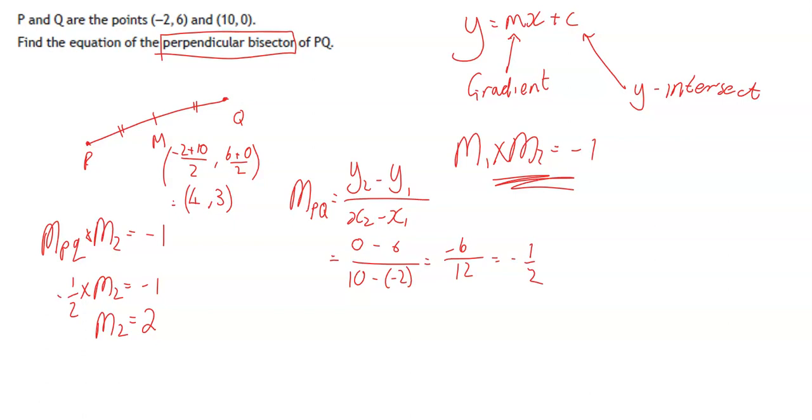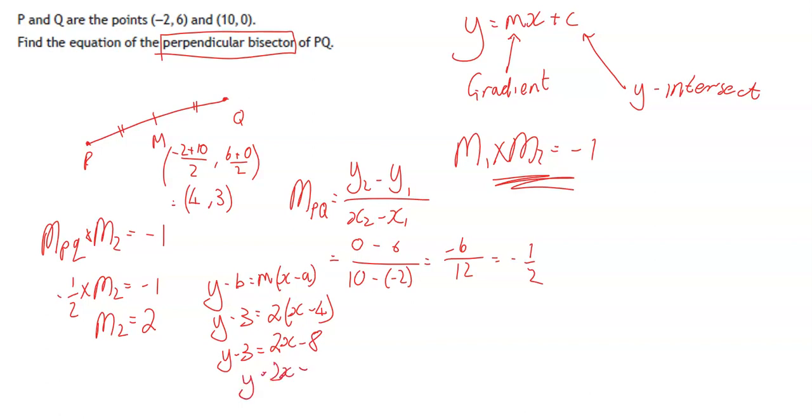But I'm going to use a slightly different format to get it. I'm going to use the format y minus b equals m bracket x minus a. In this, the a and the b come from a point on the line, and the m is the gradient. So here I'd say y minus 3 equals my gradient 2 bracket x minus 4. Then I can just rejig this and move it about to get it in the format y equals mx plus c. So y minus 3 equals 2x minus 8. So y is equal to 2x minus 5. So there you go. That's me got the equation of the perpendicular bisector of that line.